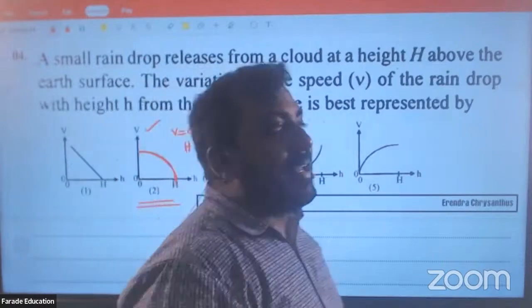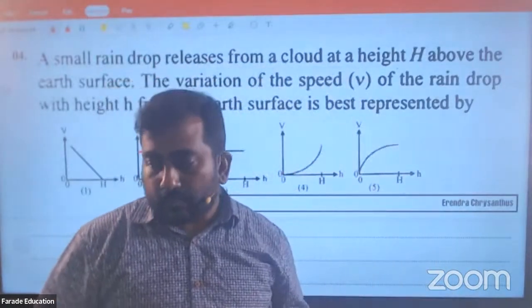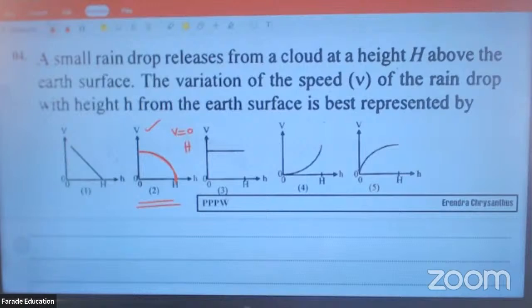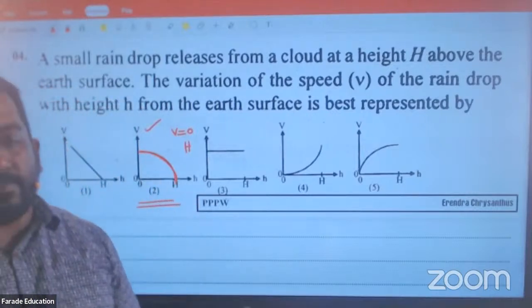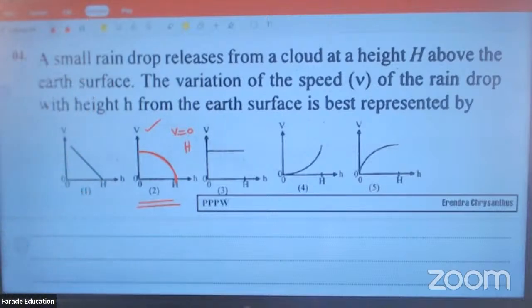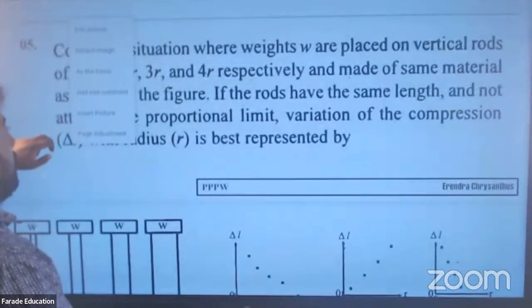Write a small sentence there. Starting velocity is 0 at a height capital H. And as the height reduces, terminal velocity is reached. Okay. Right.